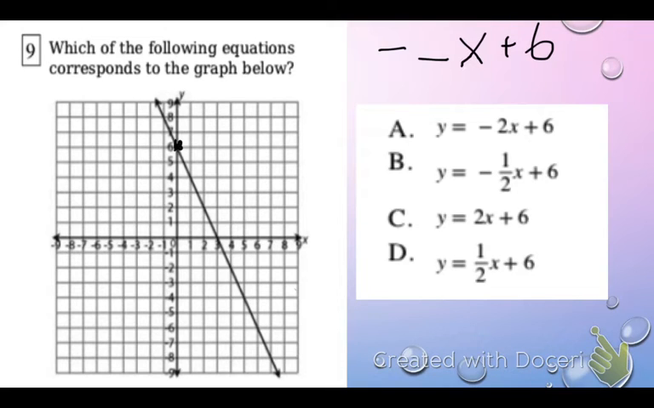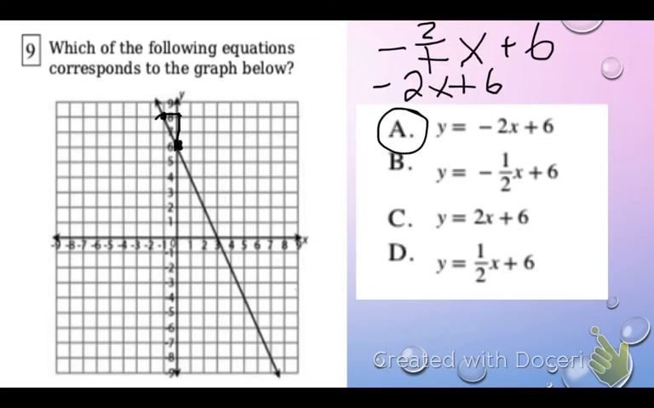So now I've got to figure out my slope. To do that, I've got to find my perfect points, and I would probably put one right here. All right, so I'm going down 2, run over 1. So my slope is 2 over 1. All right, so that means I could also write that as negative 2x plus 6. So my answer has to be A.